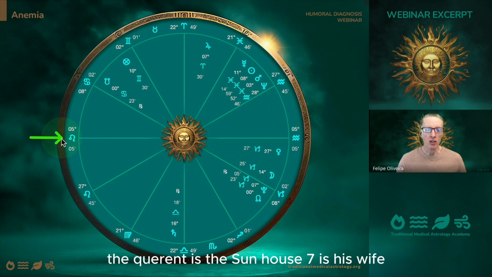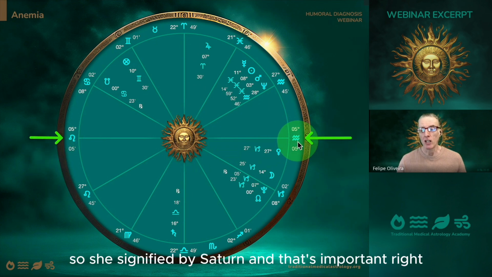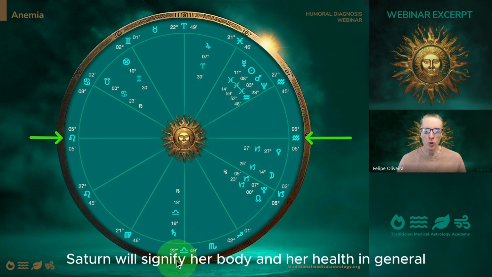The querent is the Sun. House 7 is his wife, so she's signified by Saturn. And that's important, right? Saturn will signify her body and her health in general.